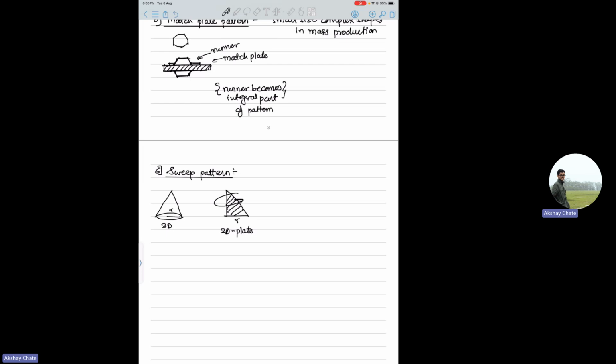The advantage is, it is suitable for axisymmetrical types of patterns. Otherwise, if it is not symmetric, then you can't use this technique, because then you can't sweep, right? You don't have anything. Okay, so that is one.